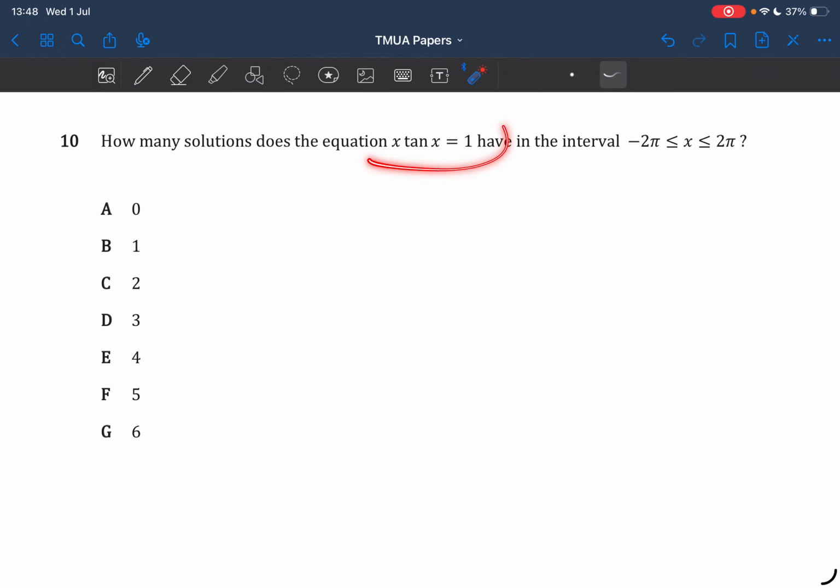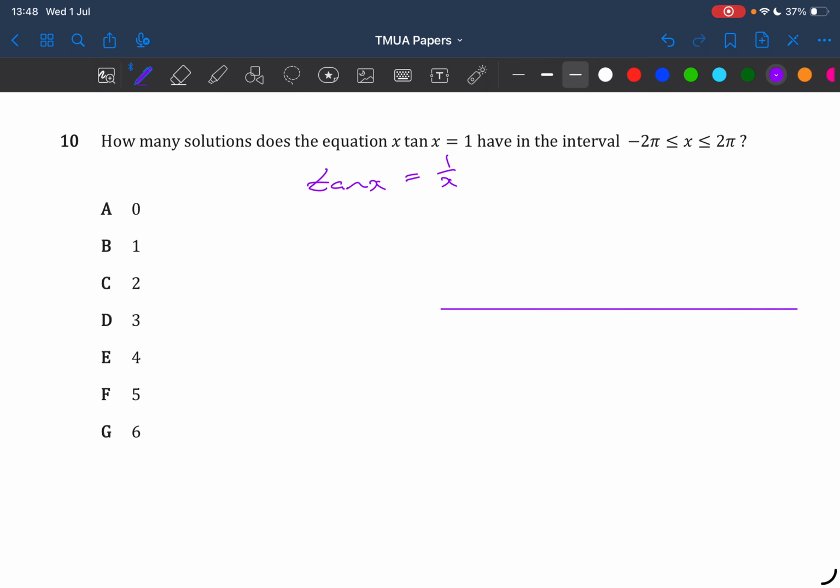How many solutions does the equation x tan x equals 1 have in this interval? X tan x, no idea what that looks like, but I do know what tan x looks like. And I do know what 1 over x looks like. So I'll draw both of those, try and be as accurate as I can. I'll draw the tans first.